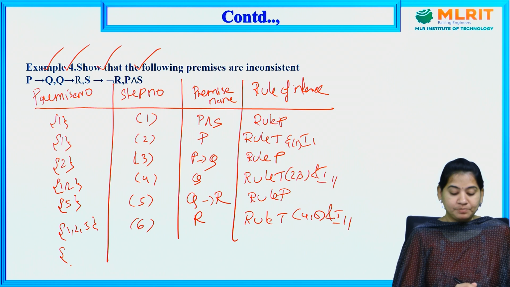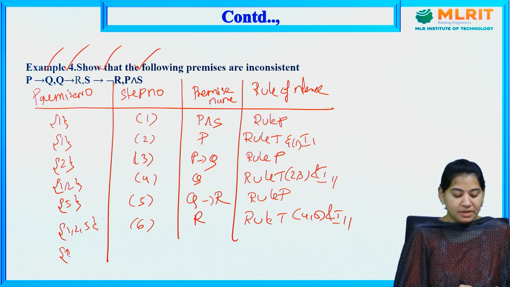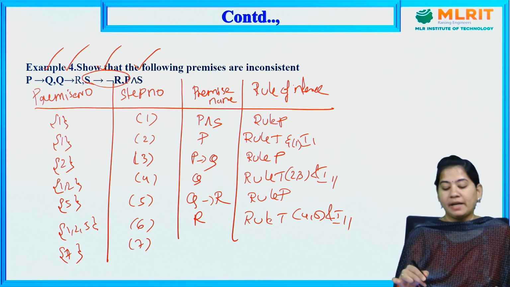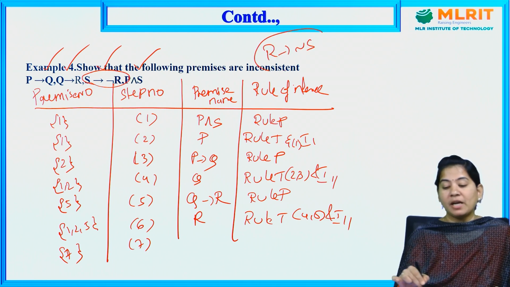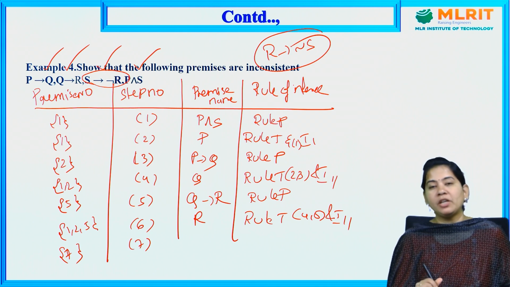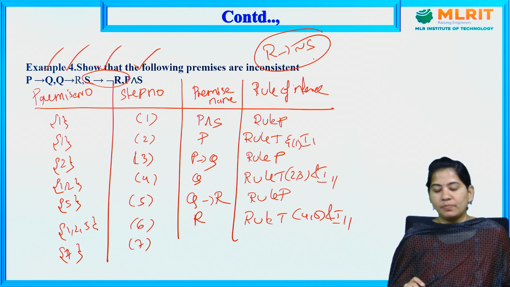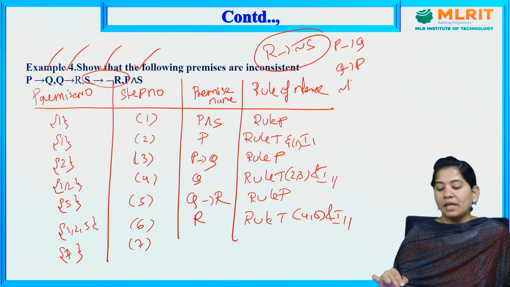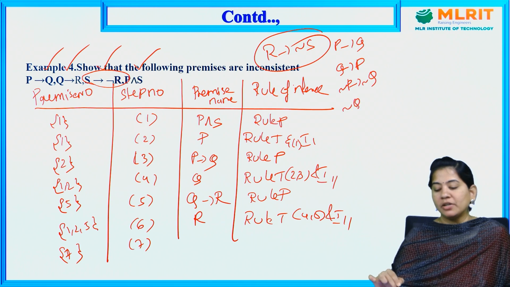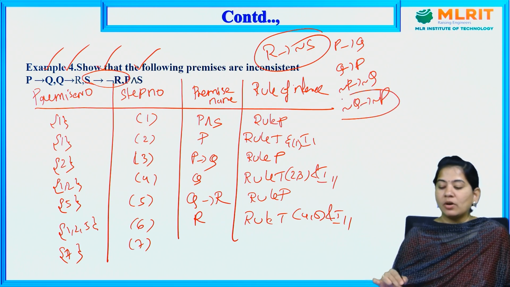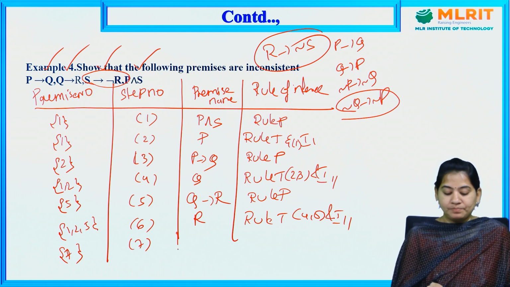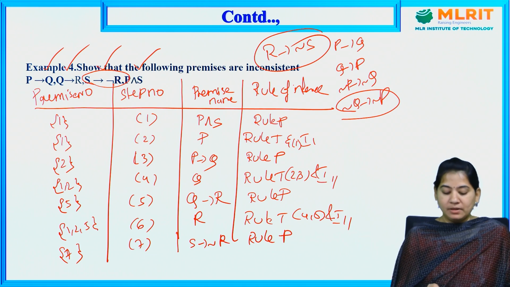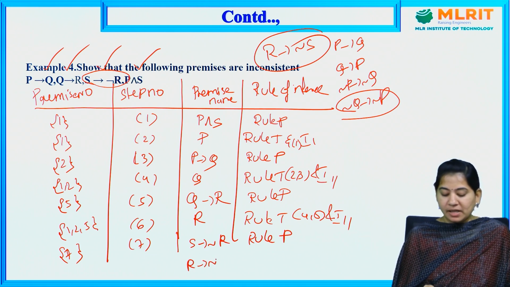So now the same thing, the premises number is 7, step number is 7. This S implies negation R, I can write it as R implies negation S by applying the contrapositive. In the previous problems also we have applied contrapositive. That is nothing but, if you have P implies Q, you can write negation Q implies negation P. So this is the contrapositive I have applied here. S implies negation R, which is nothing but rule P. The same thing here I am including, R implies negation S.